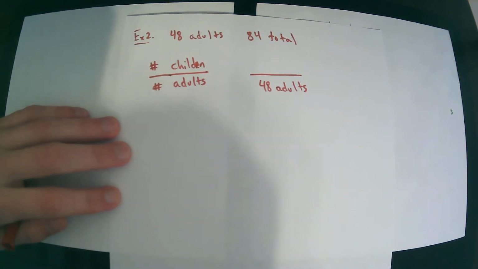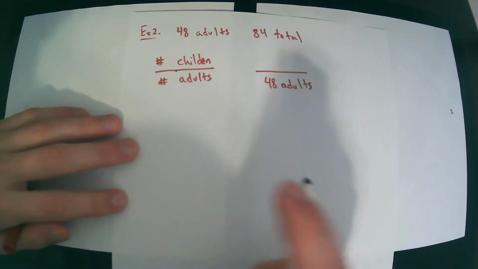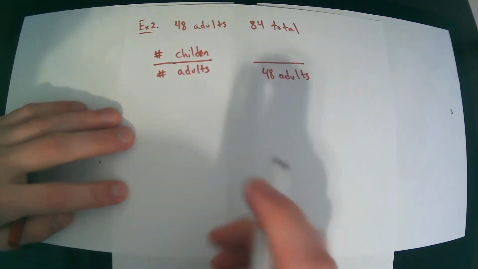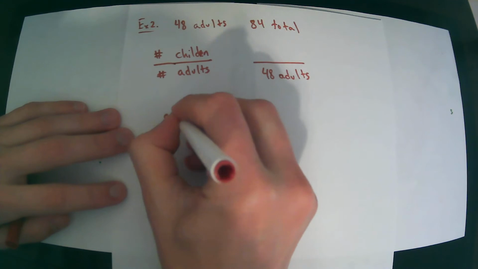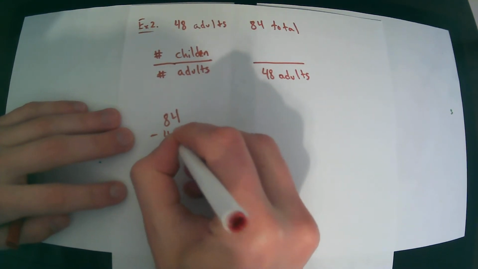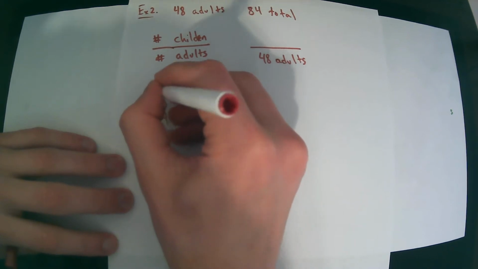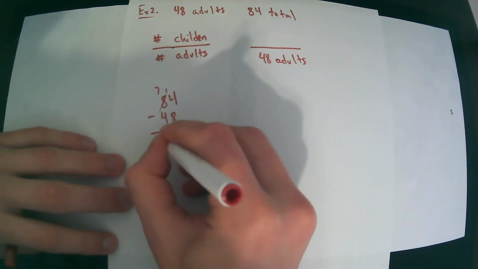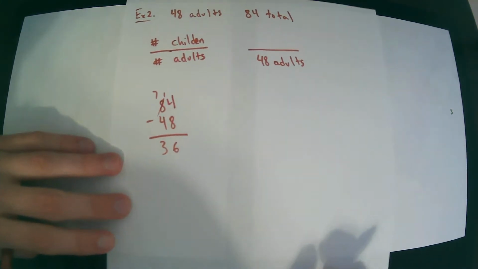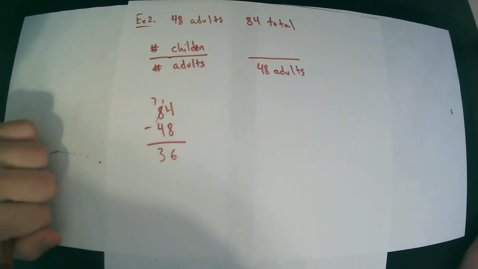And with that being known, that means that if we take the difference of these two, we'll have the number of children. So if there are 84 total and there are 48 adults, then that must mean that there are 36 children. Okay, there are 36 children.